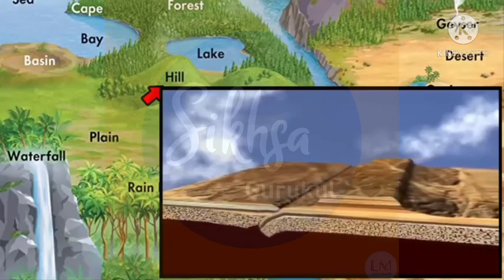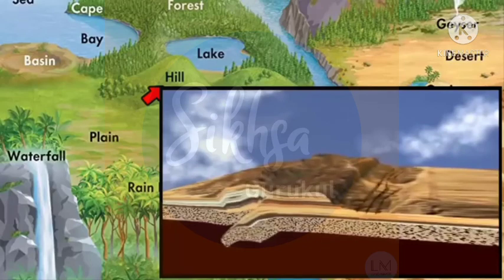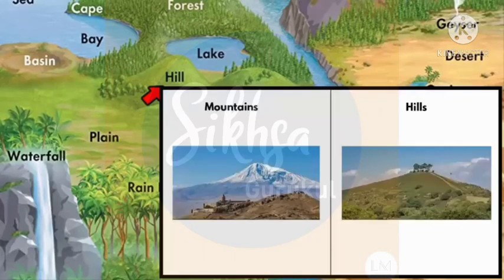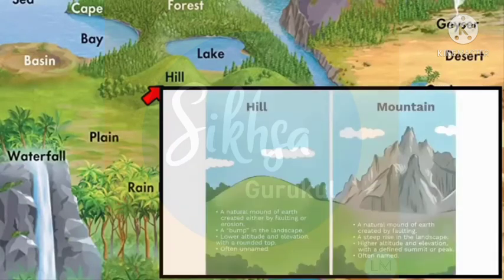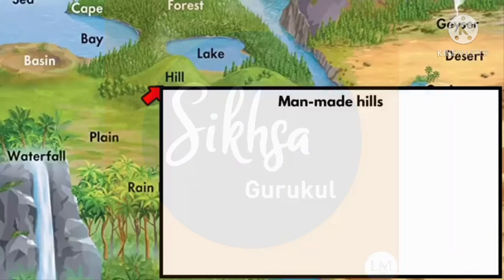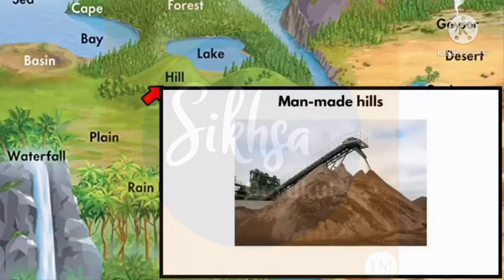The next one is hill. We have already covered how mountains are formed. Plus, there is no actual difference between hills and mountains. The only difference you can see is the height. Hills are not as high as mountains. Hills can be both natural as well as man-made.